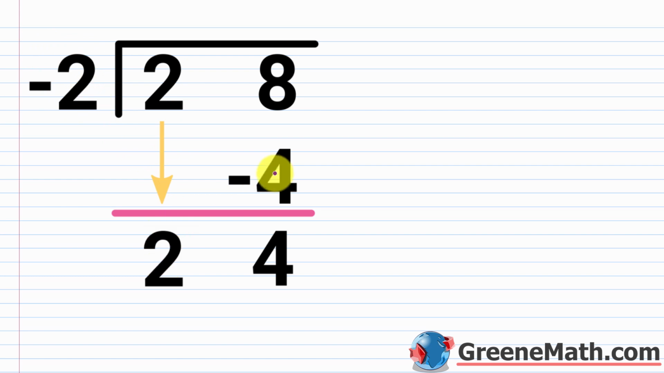Negative 2 times 2 is negative 4. 8 plus negative 4 is positive 4. So this right here, again, it's 1 degree less. Well, we were working with a first degree, so 2 would just be the constant. And then this would be the remainder.